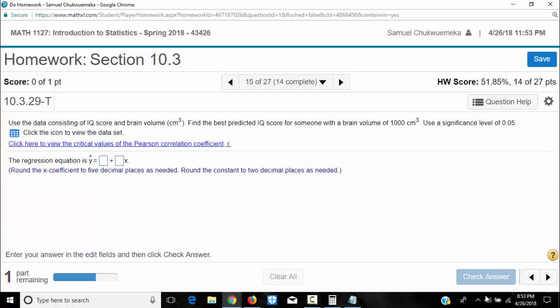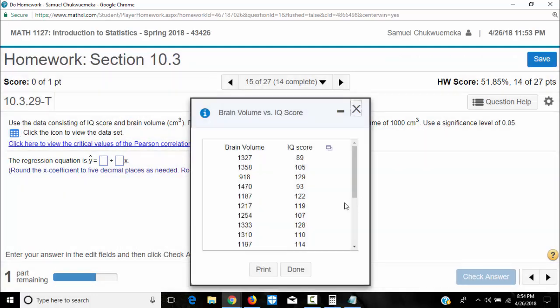My calculator. Use the data consisting of an IQ score and brain volume. Find the best predicted IQ score for someone with a brain volume of 1000 cm cube. Use a 5% significance level. Let me see, okay, the data set is what I'm looking for. There you go. This is too much to type.